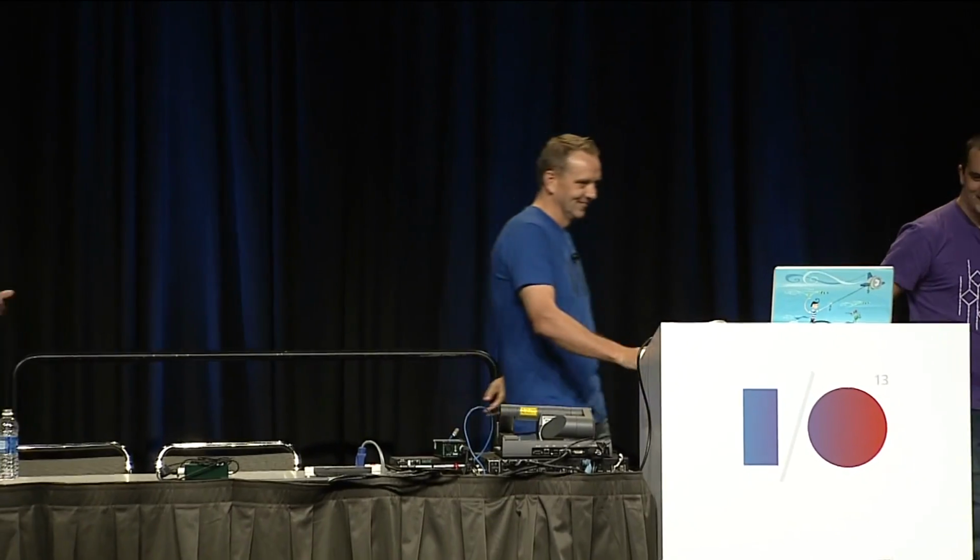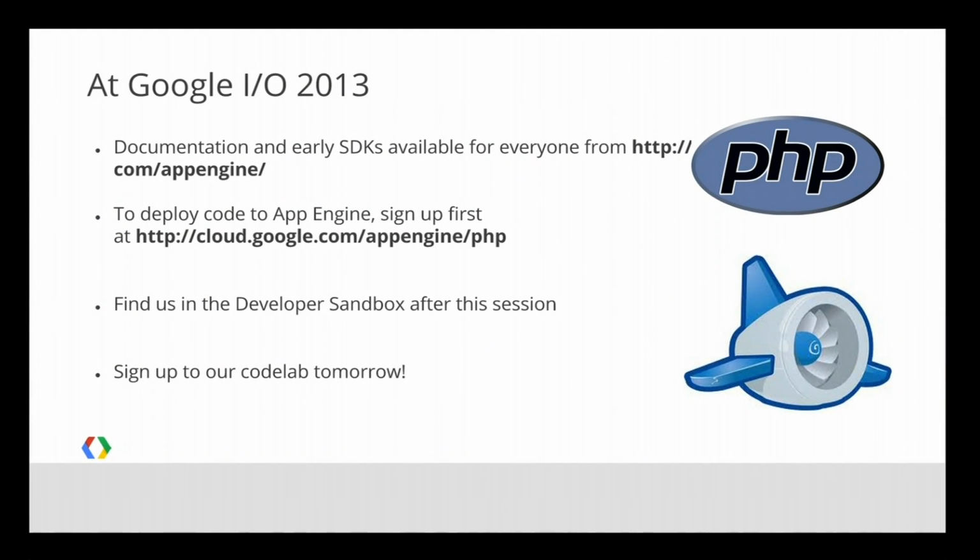Thanks, Jason. Cool. So that's awesome. So you've seen WordPress, now you've seen Drupal running on App Engine too. That's pretty cool. So this week at Google I/O, we've announced App Engine into limited preview.